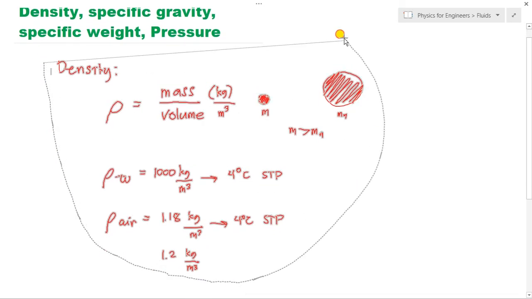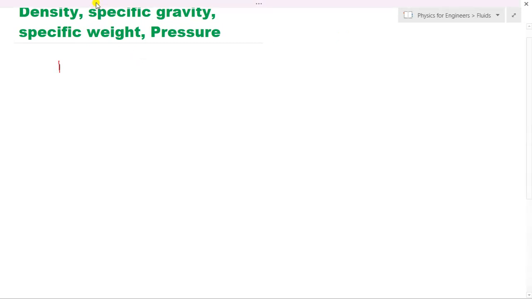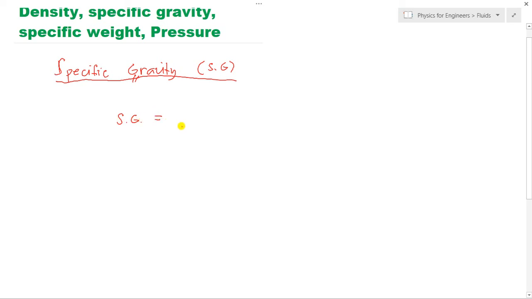The next one, we're going to talk about specific gravity, abbreviated as SG. Class, based on your understanding, what is specific gravity, SG? What is that, class? Have you encountered this topic in your senior high school?